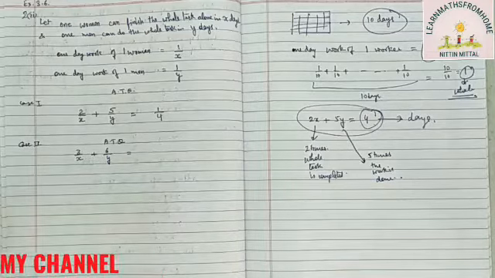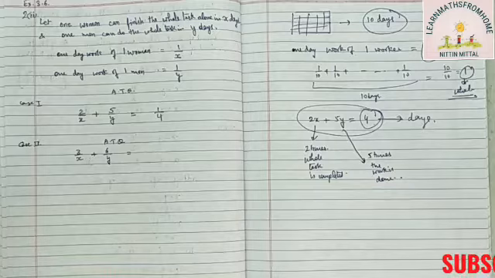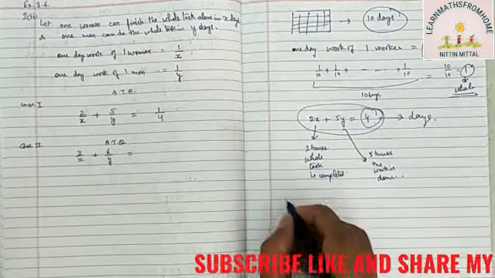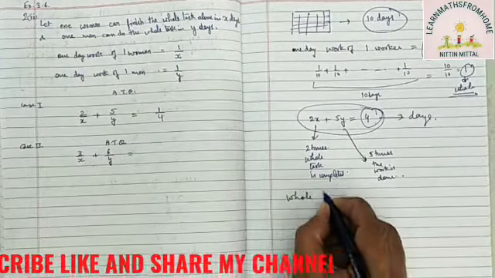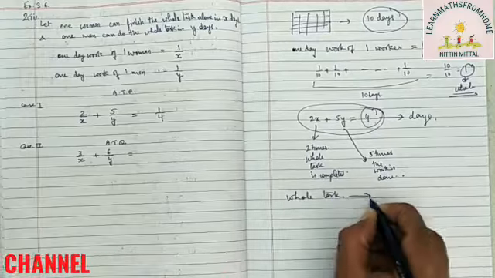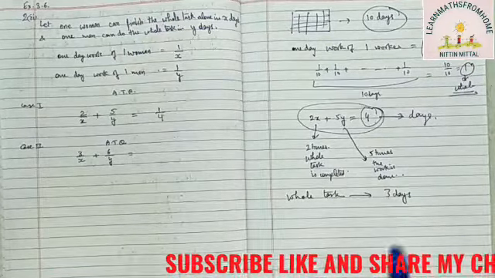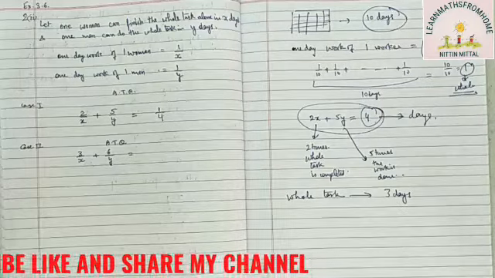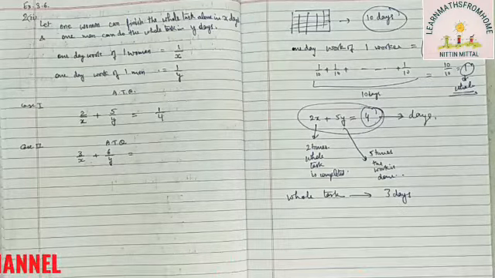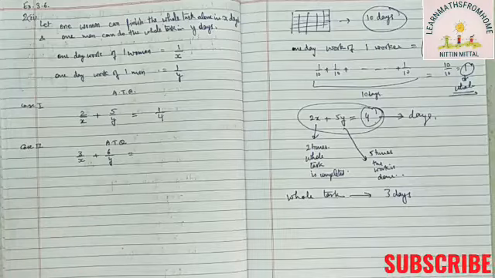Now these 3 women and 6 men can do the whole task in 3 days. So the whole task they can do in 3 days. How much work will they finish? Naturally, in 3 days they will finish the whole task. So they will be doing it in parts. Every day they must be finishing something.